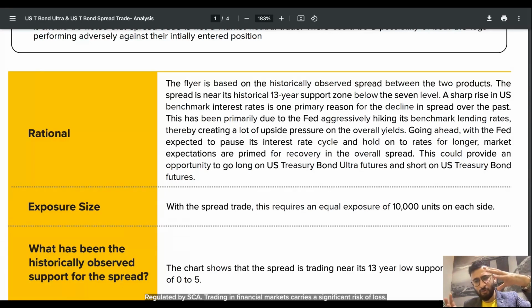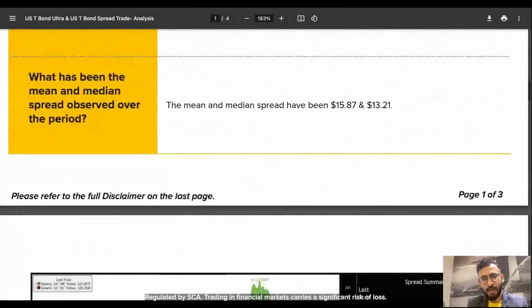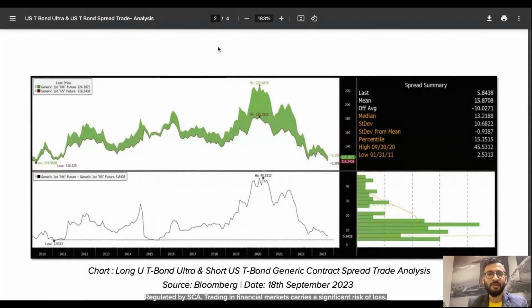Now, what you have to do in the strategy is you buy US Treasury bond ultra and short US Treasury bond futures. So you basically buy the longer dated and short the shorter dated. And this will be done with equal exposure, with equal value. And the idea behind the strategy is that a lot of people buy and sell bonds, but they don't really know that there is a trading strategy also in bonds which can be taken, and that will allow your portfolio to be less impacted by the movement in the bond market, right?